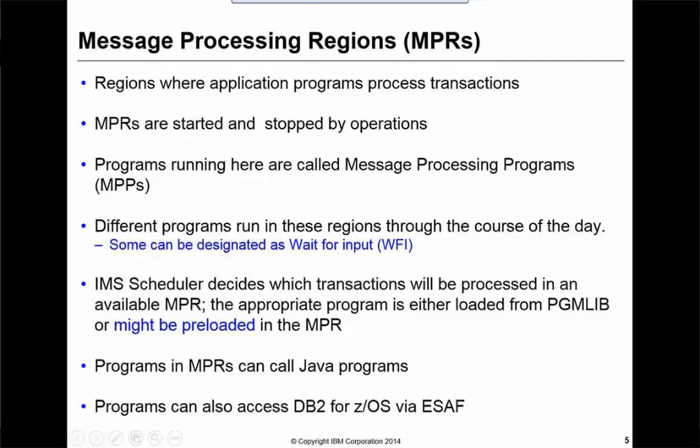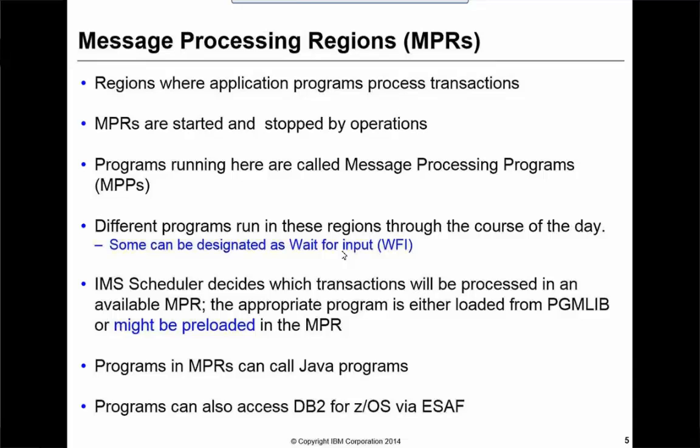Different programs run in these regions through the course of the day. What that means is, you know, you may have a program that comes into an MPR, and it processes only deposit transactions. And then when there are no more deposit transactions, or we've processed more than enough, then that program will be kicked out, and another program will be brought in, and it may process a different type of transaction. For example, it may process withdrawal transactions. So you can have different programs that come in to these MPRs, they do their work, and then they leave. Then another program comes in, it does its work, and then it leaves.